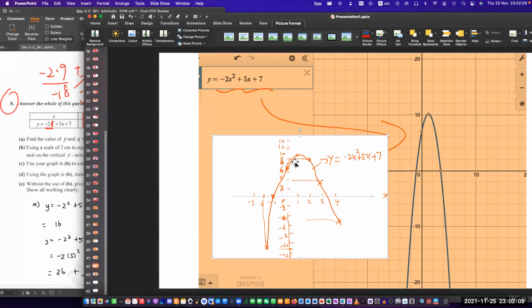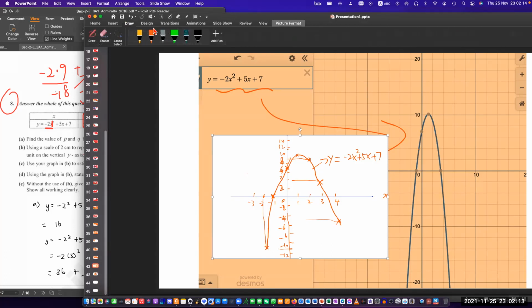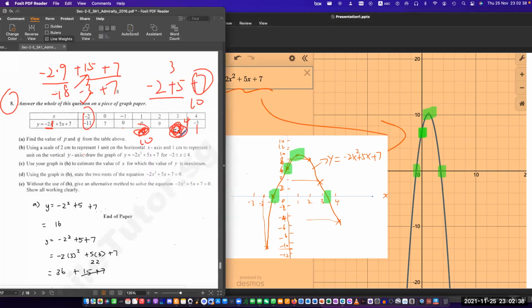So the highest point is 10. Can you see? The highest point is 10. And then this point hits the y-axis at 7, okay? And then it hits the x-axis at 2 points, all right? So these are the important points. Then that is how you can continue to answer the question, okay?